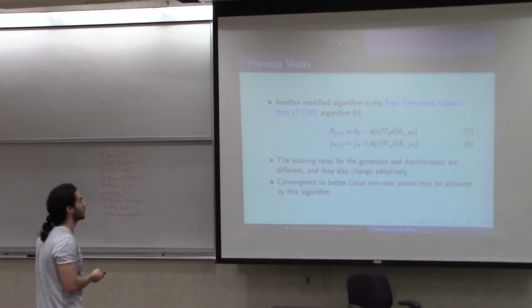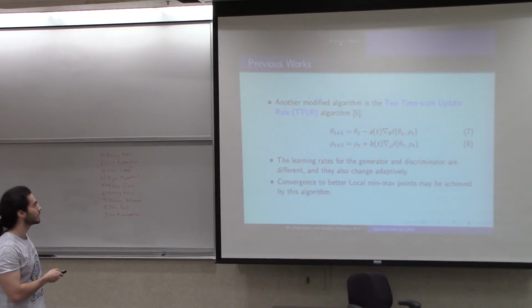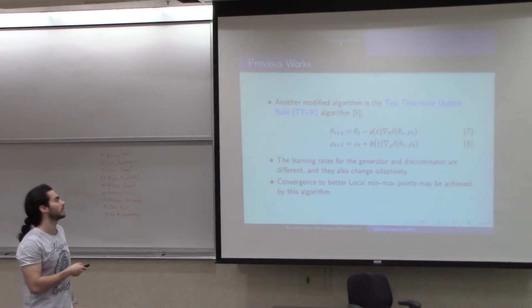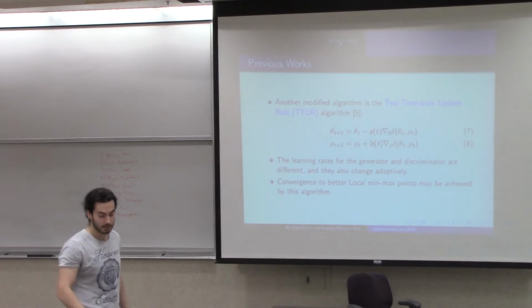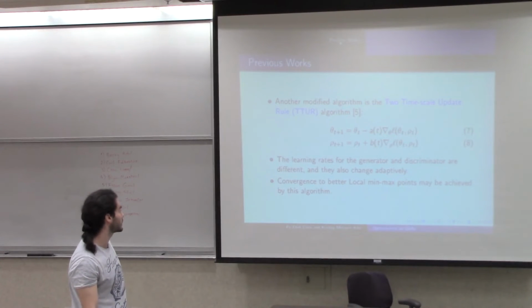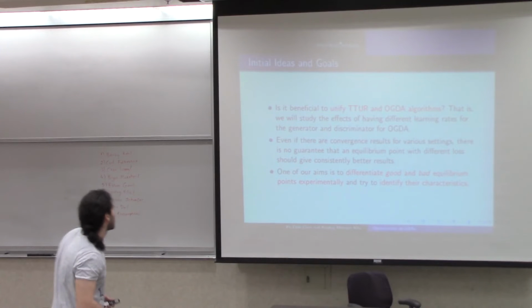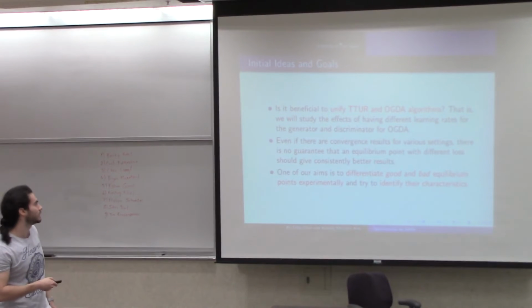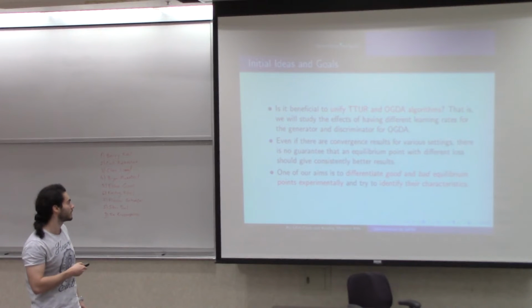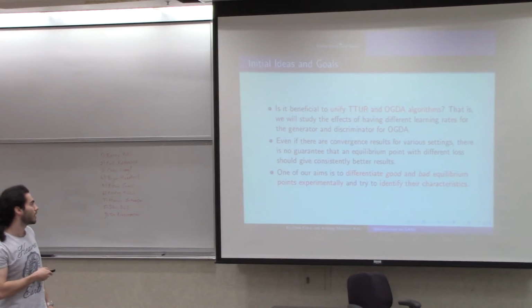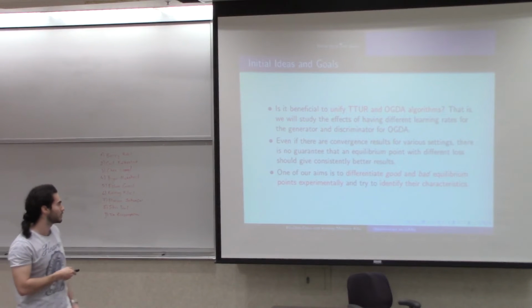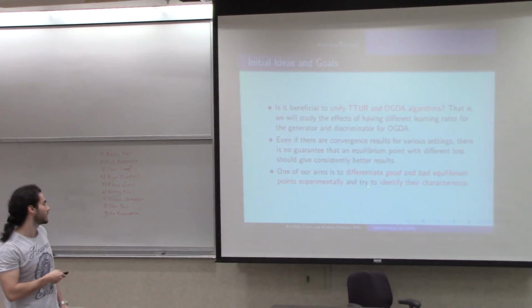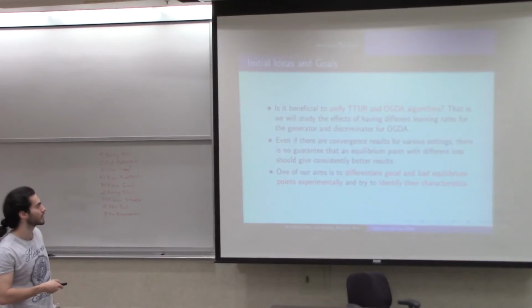There is another algorithm called TTUR, the two time-scale update rule. In this case, we take the learning rates for the generator and the discriminator different, and it's seen that the algorithm converges to better local minimum maximum points. So we propose to combine the OGDA algorithm with TTUR, which is not found in the previous works. Also, one of our aims is to differentiate good and bad equilibrium points experimentally. This is the main challenge of this project.